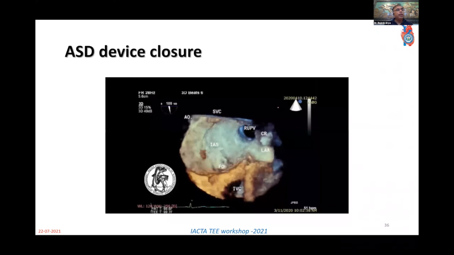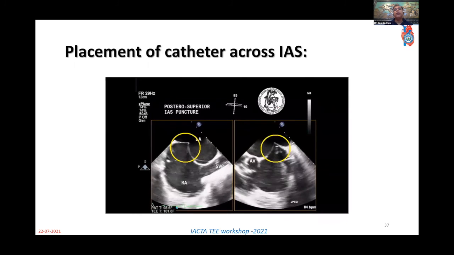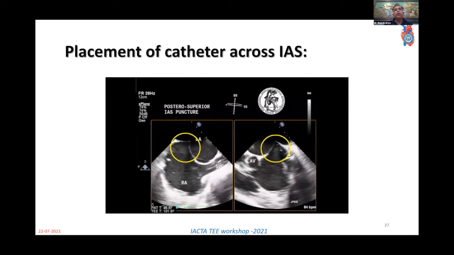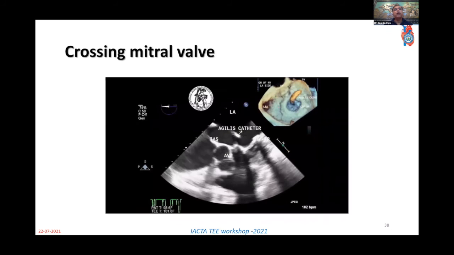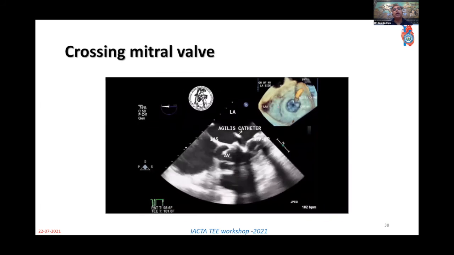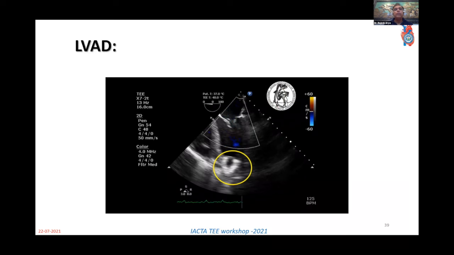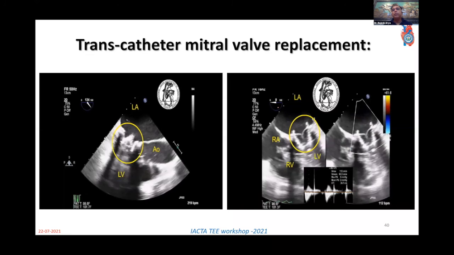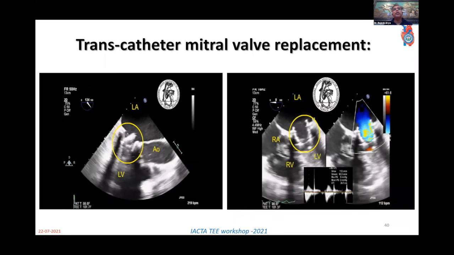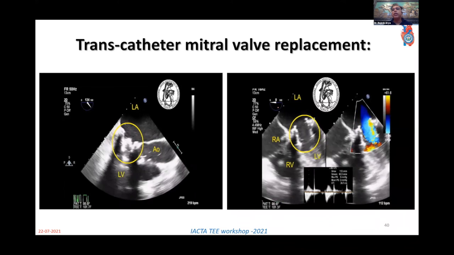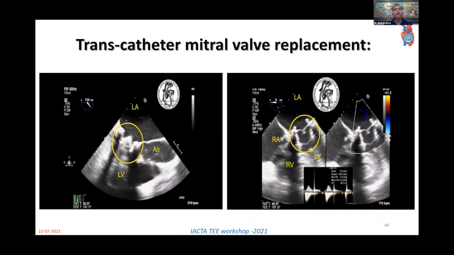Sometimes we need echo for ASD device closures. Maybe you can see how we can see the puncture needle tenting the interatrial septum. After that, sometimes for how it crosses the mitral valve, and for the LVAD placement also, the echo helps to guide the surgeon about the proper placement and the valve opening. Nowadays, transcatheter mitral valve replacements are practiced, so echo is a must for them.